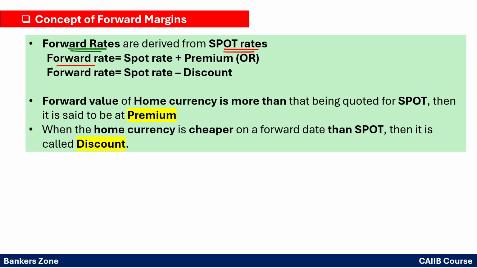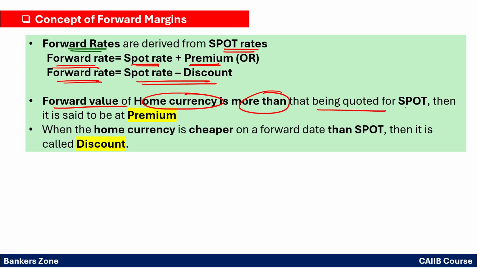What is forward rate? Simply spot rate plus premium. Or if there is a discount, then forward rate is nothing but the spot rate minus discount. Very, very easy, right? And based on that, we have to solve the numerical. See, if the forward value of a home currency is more than that being quoted for the spot, then it is said to be at a premium.